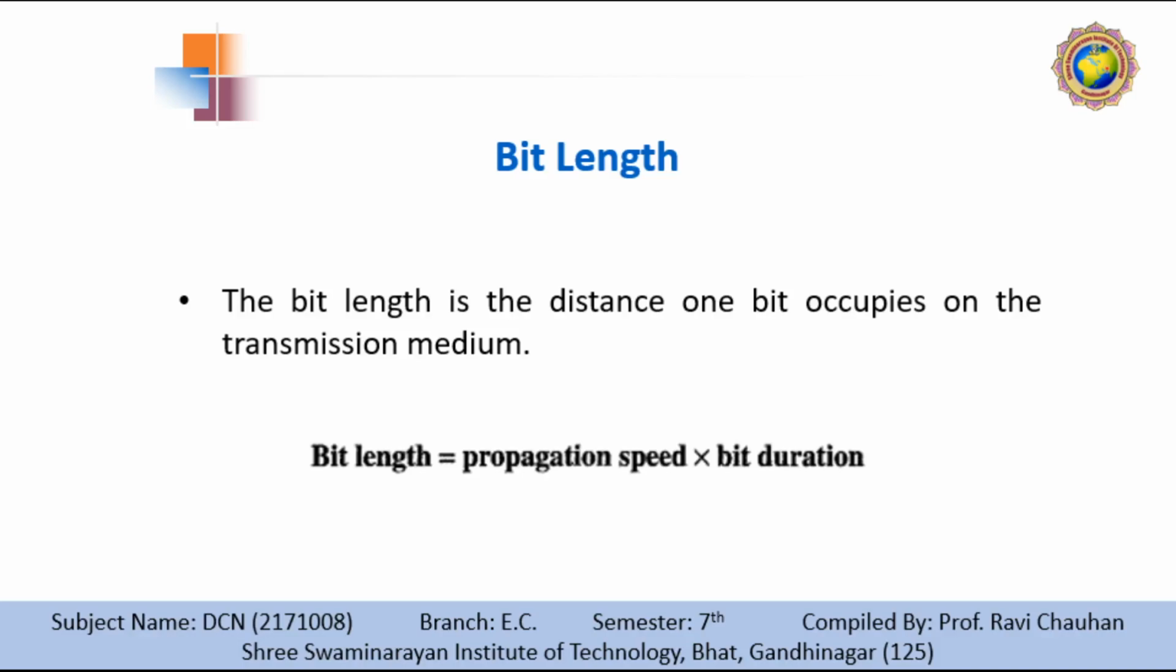Bit length. We discussed the concept of wavelength for the audio signal, the distance one cycle occupies on the transmission medium. We can define something similar for the digital signal, which is bit length. The bit length is the distance one bit occupies on the transmission medium. It means the bit length is equal to the propagation speed into the bit duration.